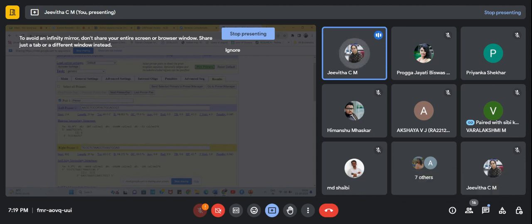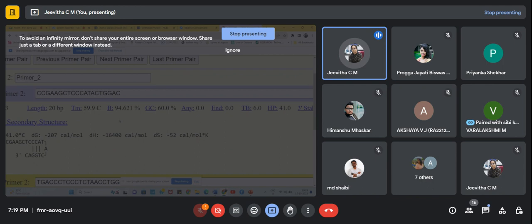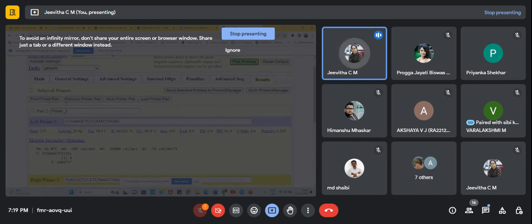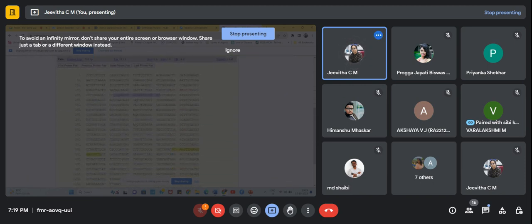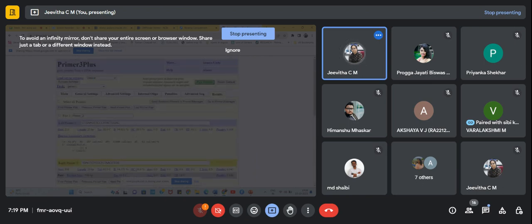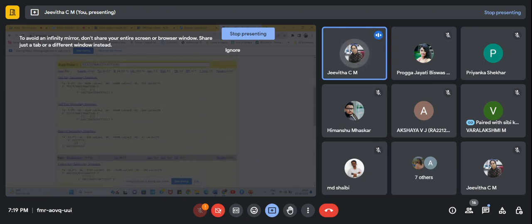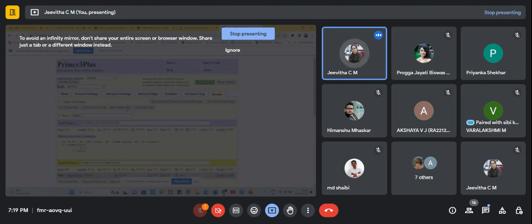So now we have to see other options. Normally in the Primer 3 Plus software, we get around 10 sets of primers. So now we can see the next primer pair. Here you can see the first primer pair, previous primer, and next primer pair. The other thing is that only for the first primer pair you'll get this additional data, like self dimer and heterodimer. After that, we have to analyze by ourselves whether these primers are okay and whether we can take them for our study or not.